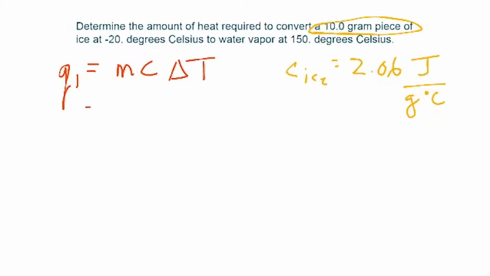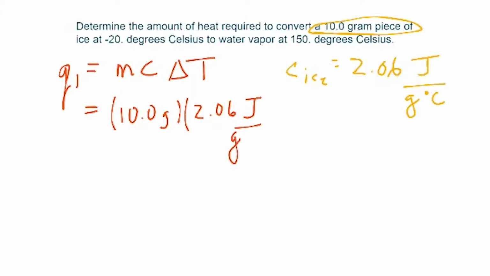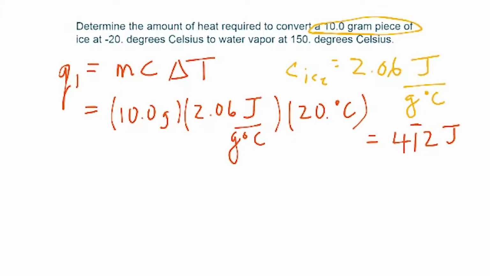Now we're ready to go ahead and plug and chug. We have 10 grams of ice. We have our specific heat that we looked up. And we just calculated our delta T. So we put that into the calculator and we get an answer of 412 joules. A quick look at my digits tells me I have 2 digits in the answer. So now let's move on to Q2.